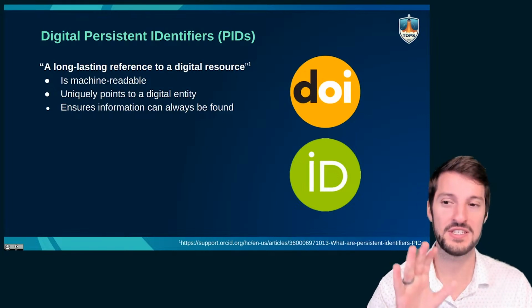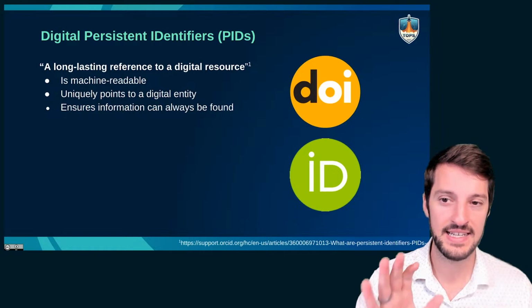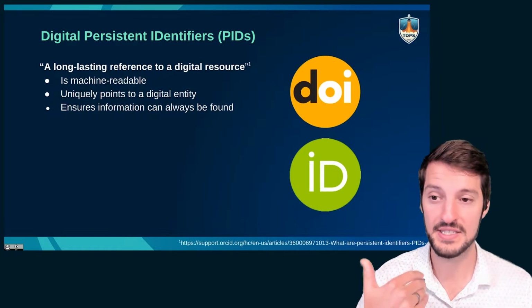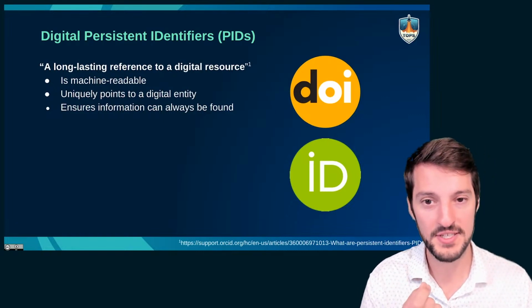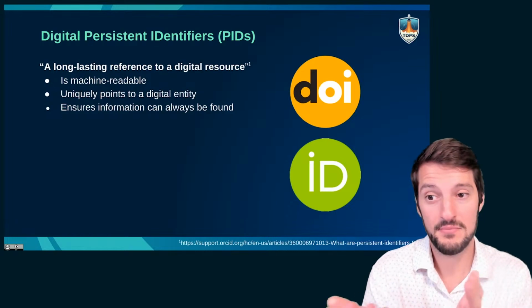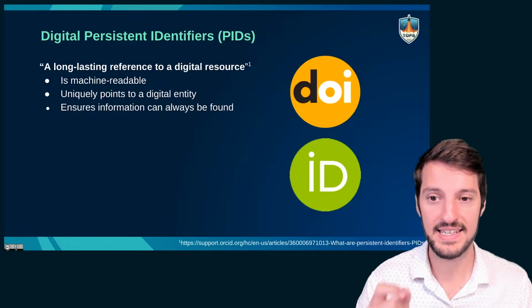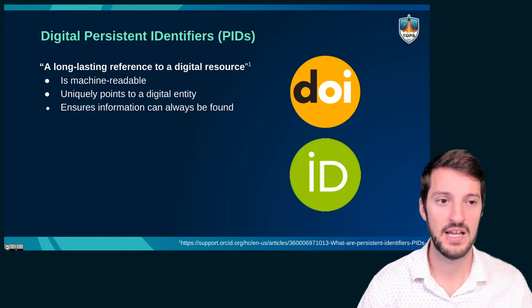You've heard me mention this phrase a number of times. And all a digital persistent identifier is, is a long-lasting reference to a digital resource. Typically, it is machine readable, so computers can understand it. It uniquely points to a digital entity, much like a hyperlink, or a link or a URL that you'll receive for a computer, and it ensures that information can always be found.